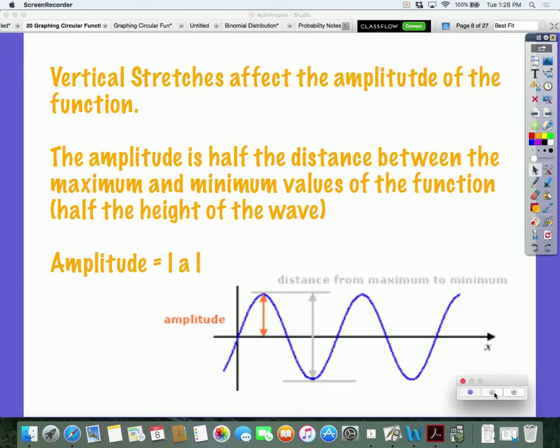So to start off, we're starting with your vertical stretches, which affect the amplitude of your function. Now the amplitude is half the distance between the maximum and minimum values of the function, or you can think of it as half of the height of the wave. If I were to take this maximum and this minimum, figure out the distance between them, and then divide by 2, I would have my amplitude. Or you can look at it as, what is that line that's cutting my graph in half? What's that distance? Either way, that represents amplitude, as you see here.